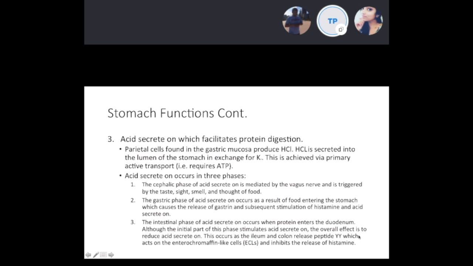And then third, the intestinal phase of acid secretion occurs when protein enters the duodenum. Although the initial part of the phase stimulates acid secretion, the overall effect is to reduce the acid secretion. This occurs as the ileum and colon release peptide YY, which acts on the enterochromaffin-like cells and inhibits the release of histamine.